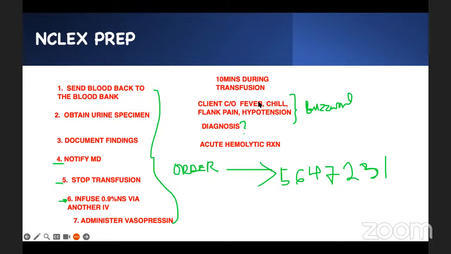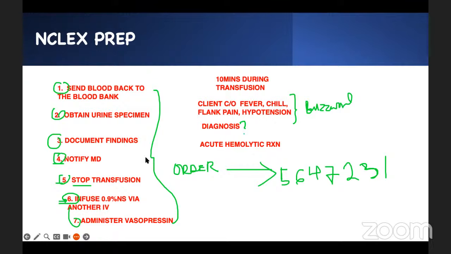So this is the way. Whenever there is a transfusion reaction, this is where you go. You stop the transfusion. You start infusing IV fluid. Let the doctor know. He'll give you the order for that. Get a urine specimen. Document the finding. And you send the blood back to the blood bank to figure out what is going on.